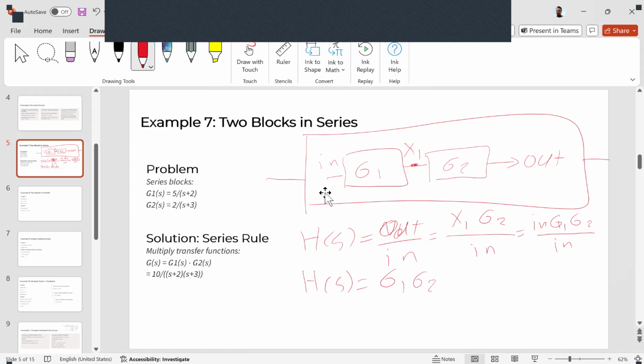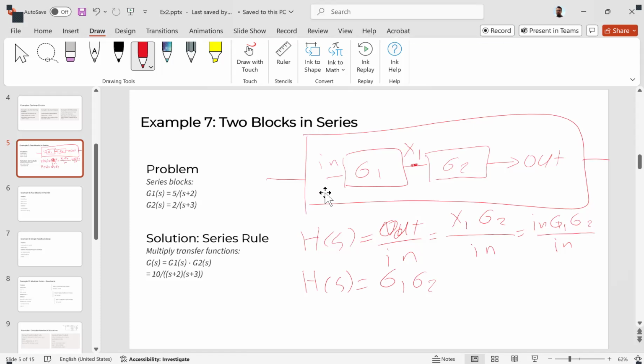So if you have two blocks, each of them has their own transfer function, and you want to simplify that to one block, one transfer function, two blocks in series means you have to multiply them, and then you have the general transfer function of your system. In this example it is 5 over s plus 2, and 2 over s plus 3. So the multiplication of them will become 10 over (s plus 2)(s plus 3). Is that clear?